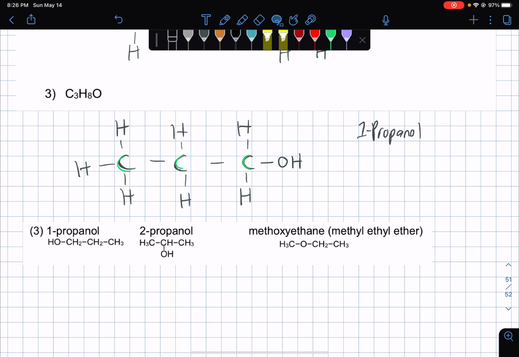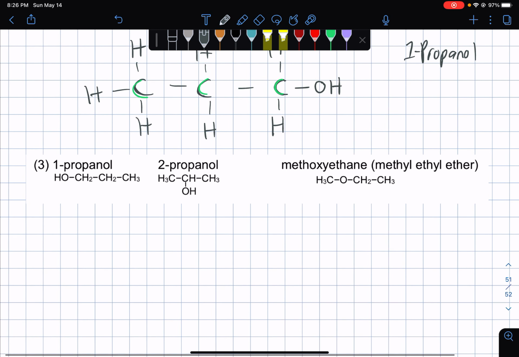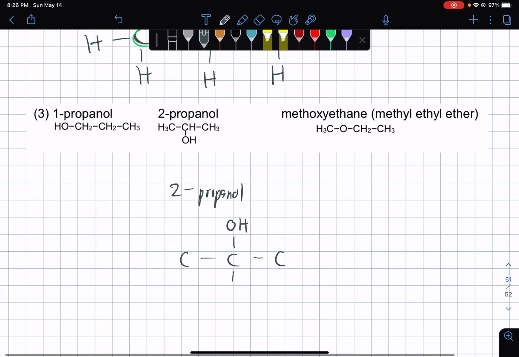Well, I can't really say all the possible figures, but for number 2, it's 2-propanol. Basically, what happens there is that you just moved your OH to the middle, the second carbon. Regardless if you read from left to right or right to left, it's still the same thing. It's still 2-propanol.